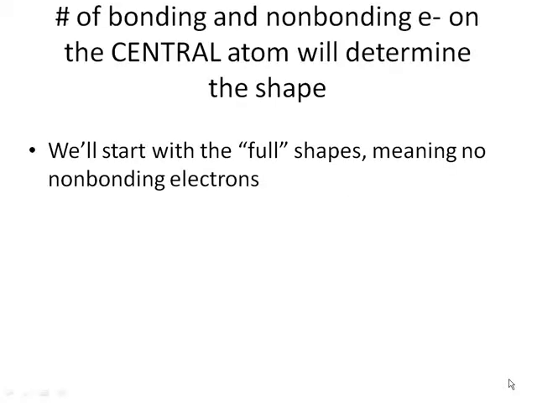So, Lewis dot structures, I promised you, would help you figure out shape. It turns out that the number of bonding and non-bonding electrons on the central atom will determine the shape. We'll start with the full shapes, meaning there are no non-bonding electrons. We'll go ahead and look at a picture here.